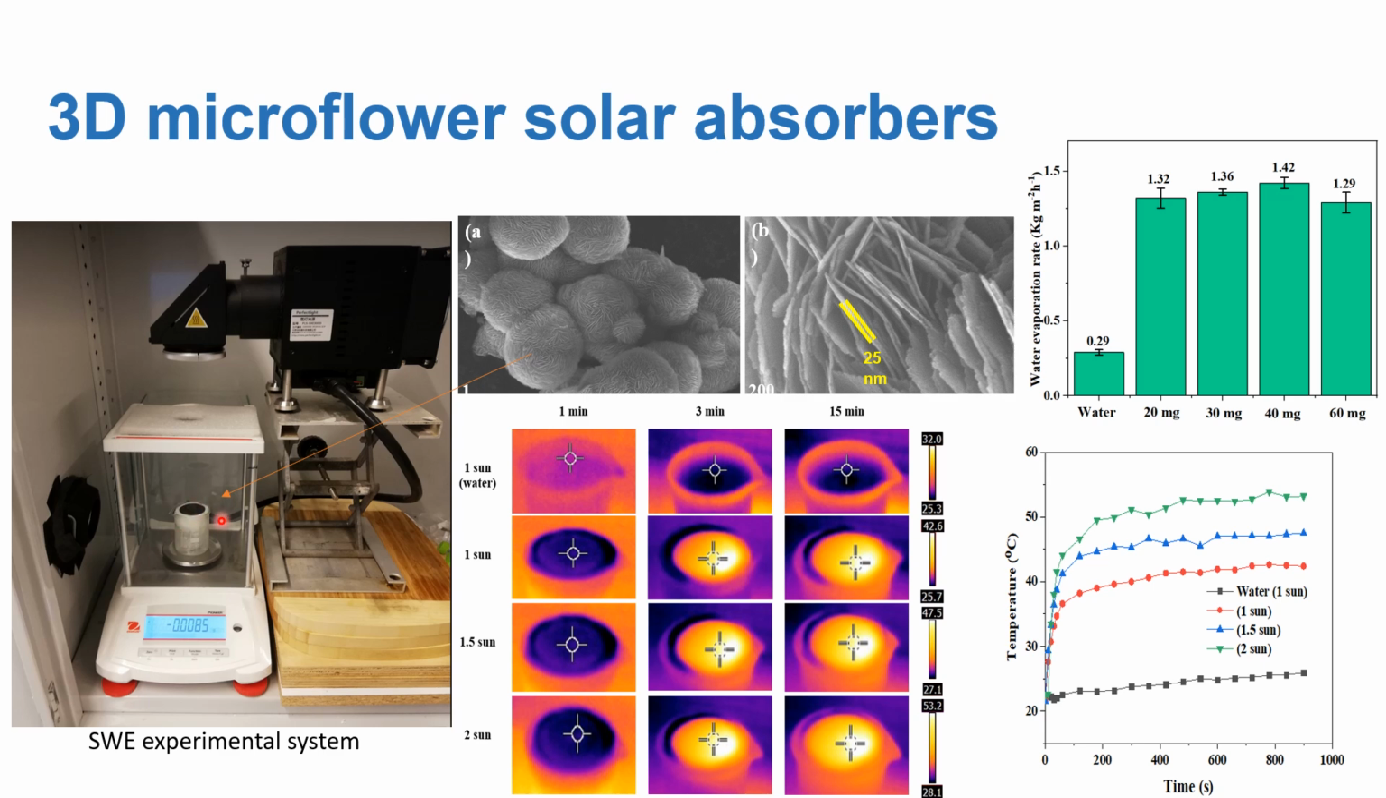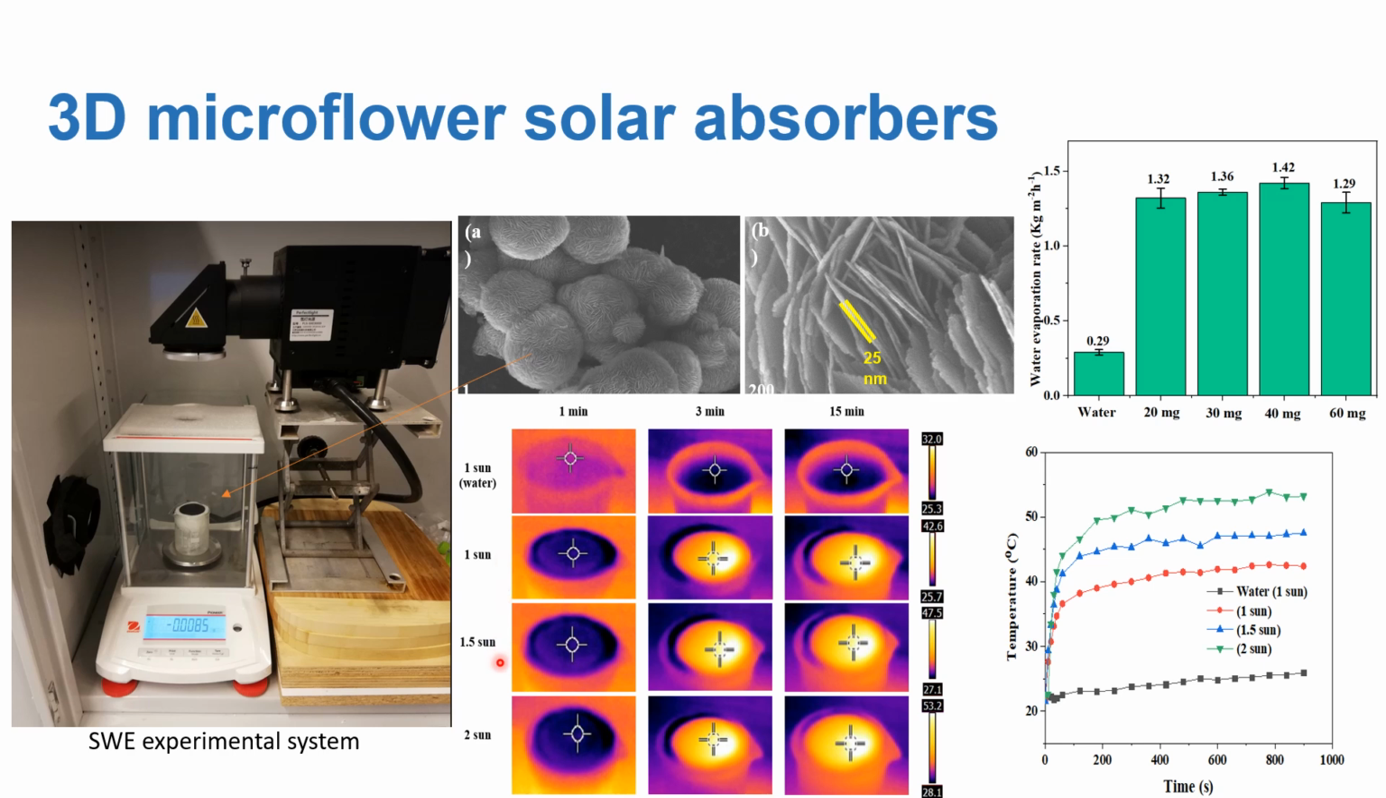So this is the surface temperature of the solar absorber measured using an infrared camera. You can see here the infrared image of only water. And then if we use the solar absorber using these 3D microflowers at one sun, we could see a very bright color here, which indicates a high temperature. So it has already increased the temperature.